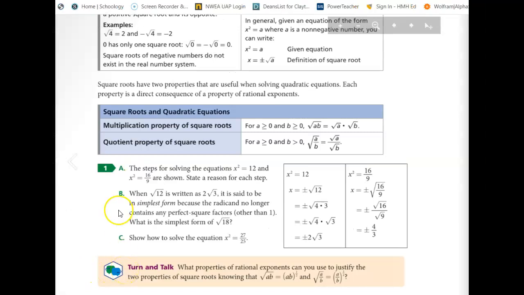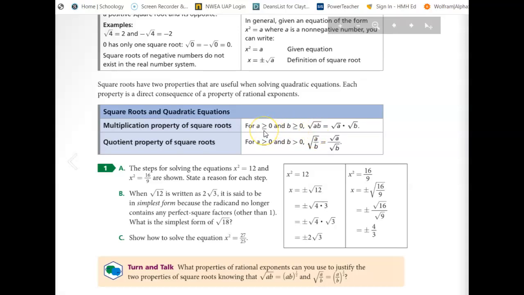Okay, so let's take a look at the next part. So there are two properties of square roots that we use to solve quadratic equations. The first one is that you may break apart. This is how we simplify square roots. Now, we did a little bit of this at the beginning of the school year, but now we're going to do more of it, okay?